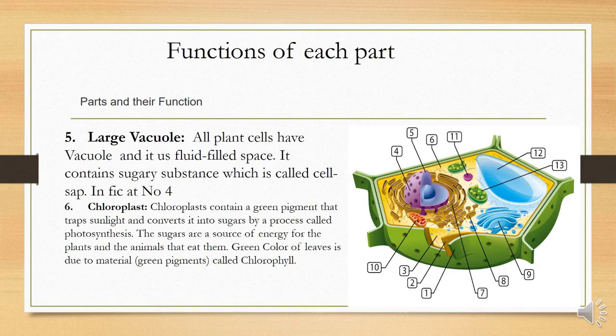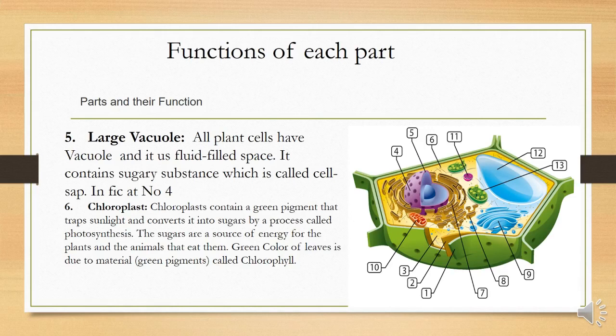Chloroplast is the last part which we will be discussing in this lesson. The chloroplasts contain a green pigment that traps sunlight and converts it into sugars by the process of photosynthesis. The sugars are a source of energy for the plant and for animals that eat them. The green color of the leaf is due to the green pigments, which are known as chlorophylls.